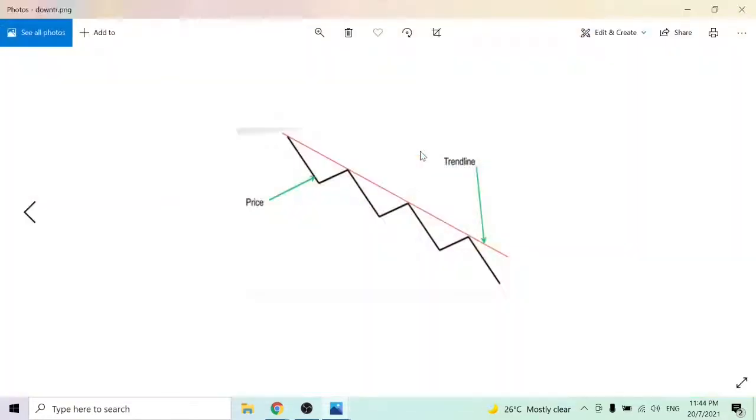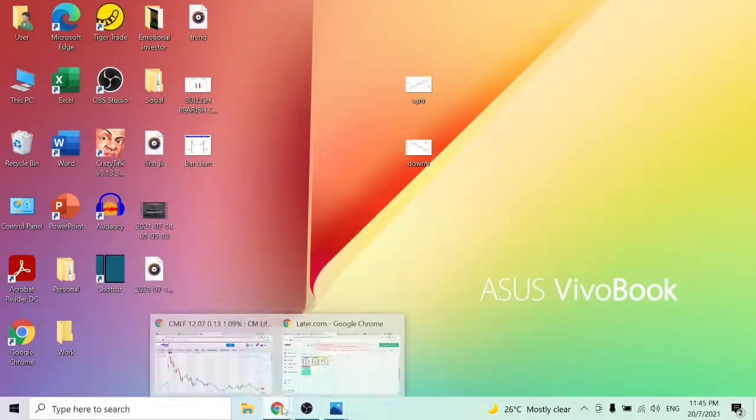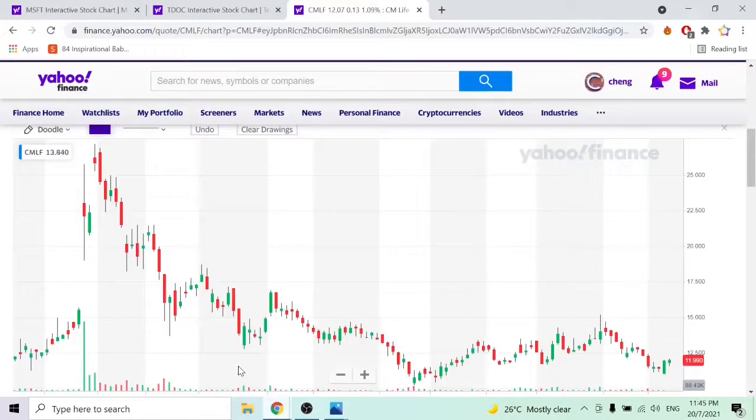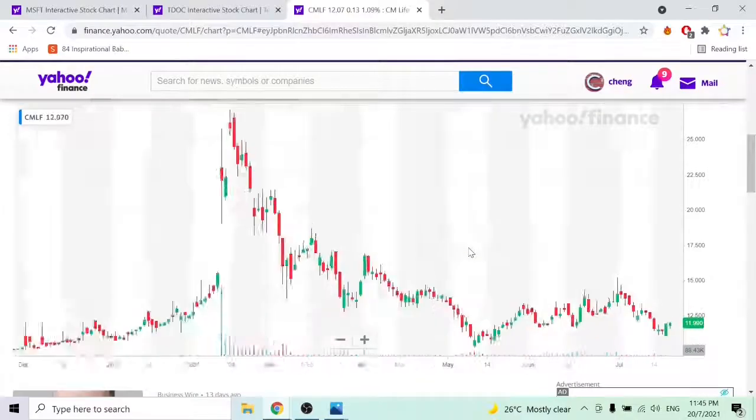So this will be an example of a downtrend line where we connect 2 points, the highest high to the next lower high. Okay, the highest high to the lower high, number 2 and number 3. So this third point actually confirms the validity of this downtrend line. Okay, let's go to the real life example. CMLF stock will be a very good example for this.